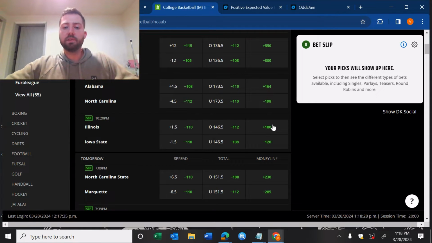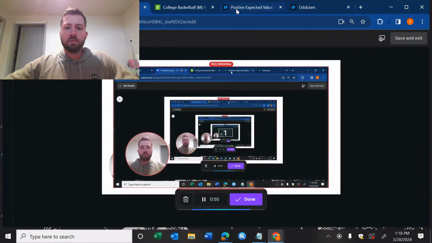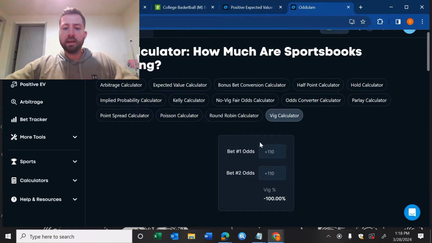So we're going to use plus 100 and minus 120, and we're going to put it into the OddsJam no-VIG calculator. The VIG calculator. So we have plus 100, minus 120 odds. So the sportsbook is charging a 4.55% VIG, which is pretty standard, and that shows a lot of confidence in their line. If you're under 5% VIG, they're taking a low VIG.